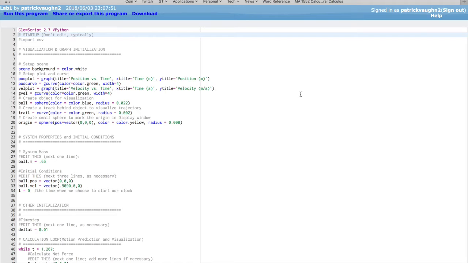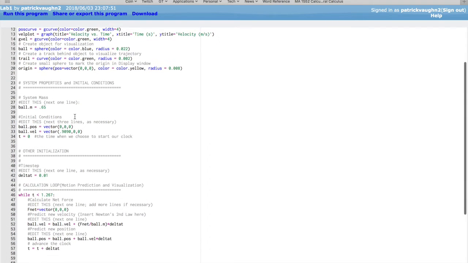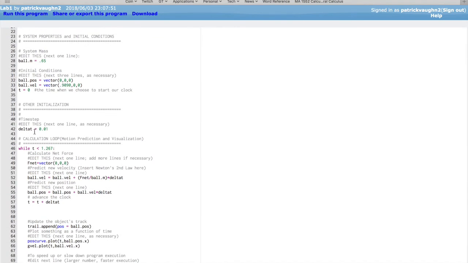So here's my GlowScript code that I used to create my computational model. And here are my initialization conditions. I set the ball's mass equal to 0.65 kilograms, the ball's position equal to 0 meters, and the ball's velocity equal to 0.909 meters a second. I also set time equal to 0. I set delta t equal to 0.01 seconds. This is the change in time. Basically, I set this to as low as it possibly could go in order to get more data points and have a more accurate model.